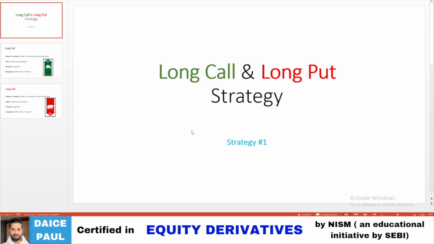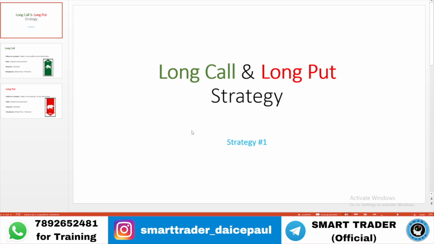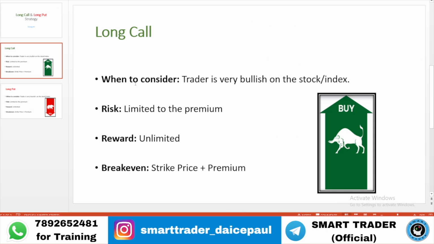Now, before dismissing any strategy by saying this will work, this will not work, don't prejudge anything. First see it, experience it, review it, and once you analyze it by yourself, you will know why you should not use it. Therefore, we will not skip any strategy. We will learn all the strategies and then see which is the best strategy, which is good practically. Then we will take a decision. So first we'll go with the long call option.